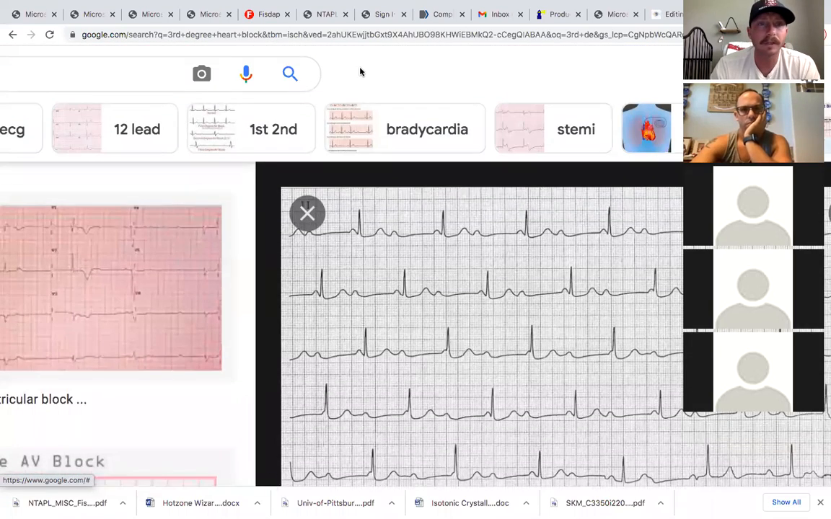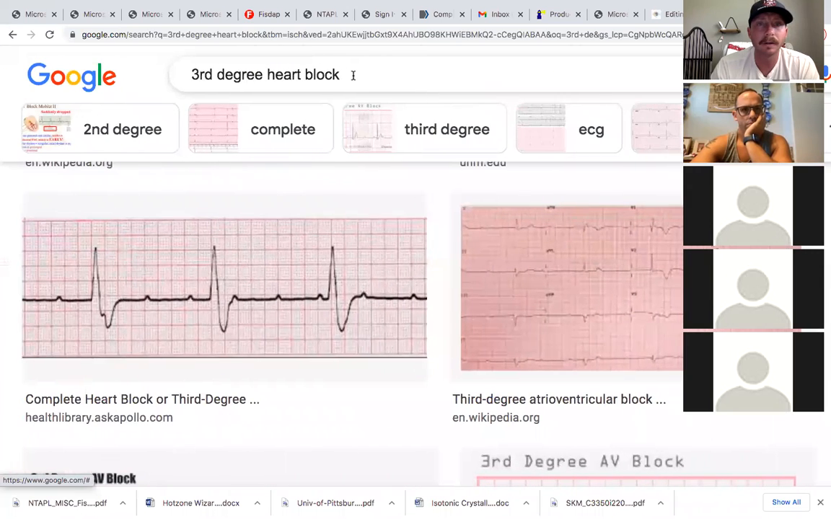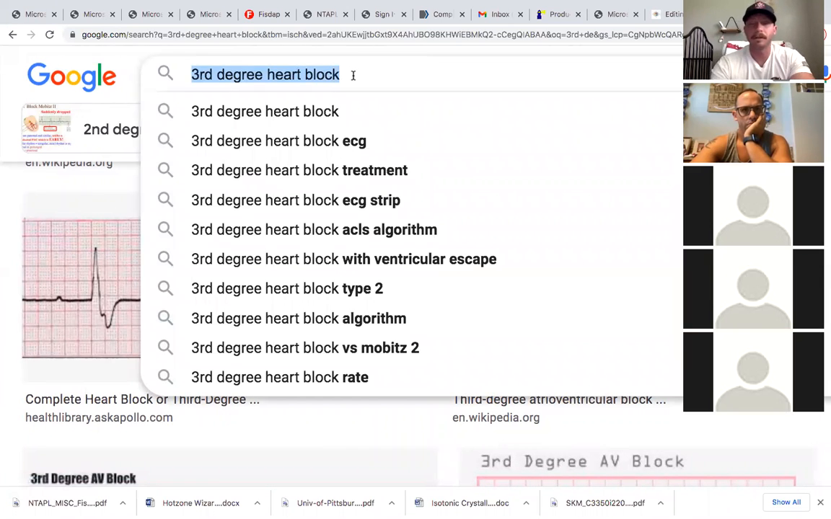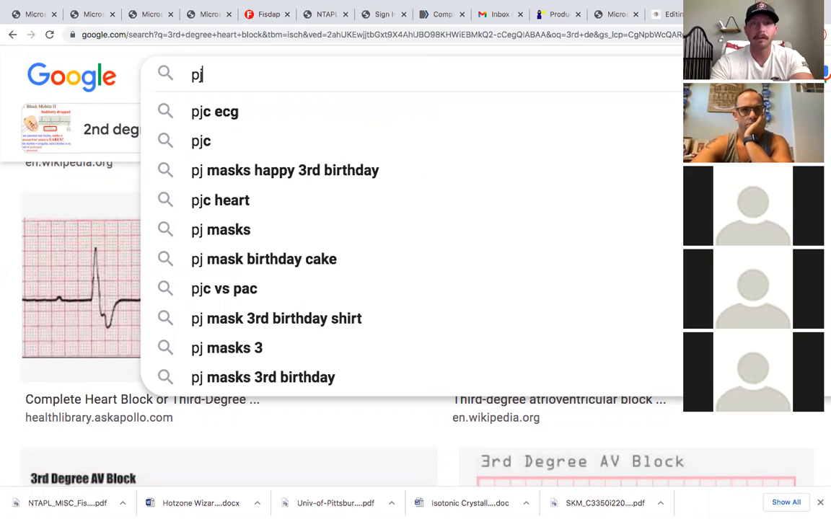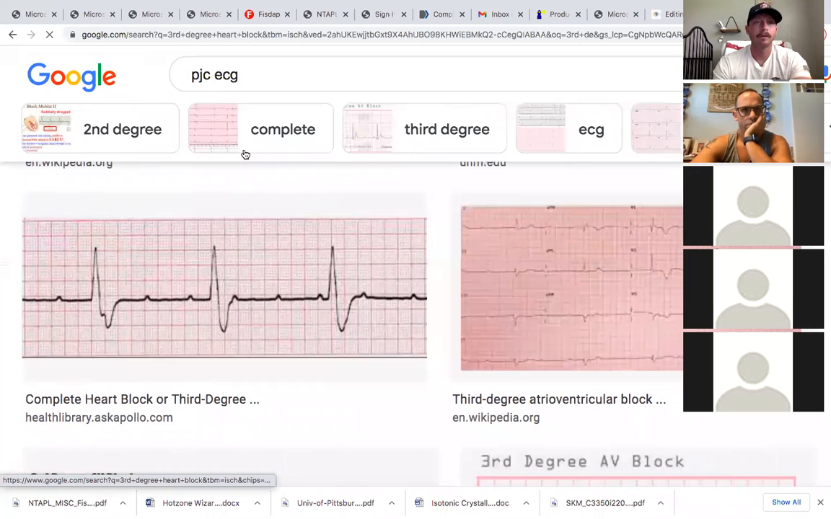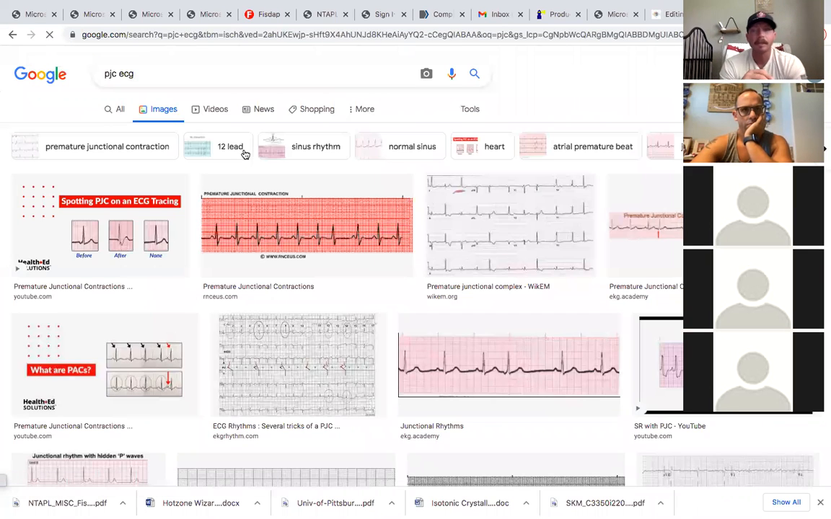All right, let's look at some of the other things here, right? Don't forget about your ectopy, right? Don't forget about your premature complexes, moving into your premature atrial complexes, PACs, premature junctional complexes, your PJCs, and your premature ventricular complexes, your PVCs.